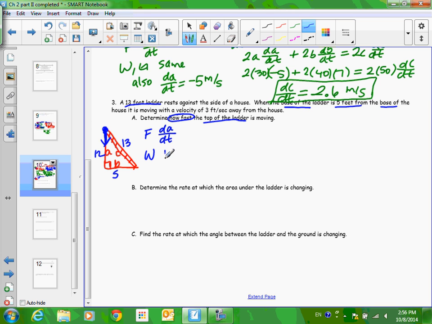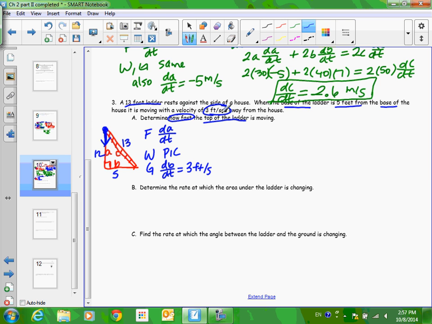Okay, the when is everything in the picture. What about the given? Is there anything we haven't written down yet? 3 feet per second. Okay, and we got to think, is that dA or dB over dt? Which one? So the base of the house is moving, so dB over dt. So it's 3. I kind of erased it on accident, or wrote over it. But that's 3. Is it positive or negative 3?